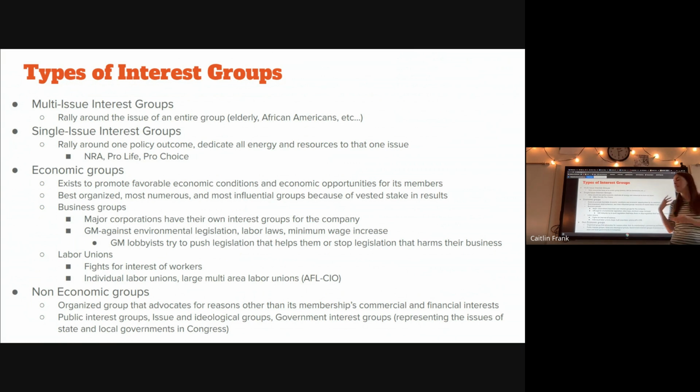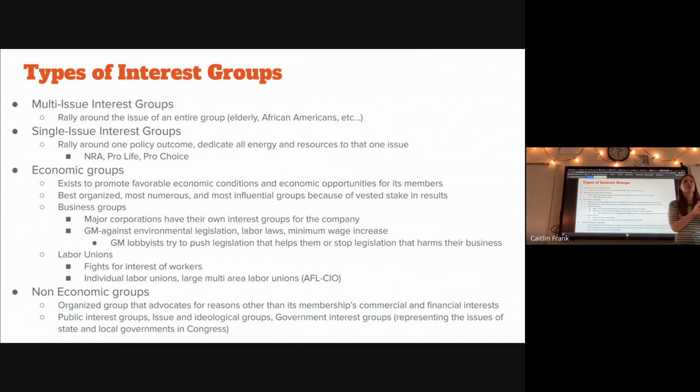For example, the AARP deals with issues that come up for those who are elderly. Anyone who's elderly can be in the AARP, and they have a wide variety of issues that the AARP deals with. So it's a large group representing multiple issues. The NAACP would be another excellent example of a multi-issue interest group. Single issue interest groups are just focused on one specific topic, like the NRA, which wants pro-gun legislation. They're united for one issue instead of broad issues over people who qualify.